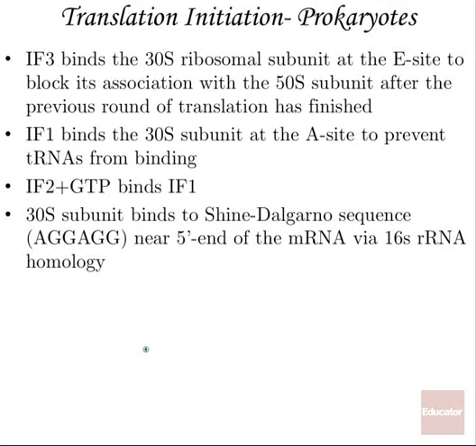So let's start with our prokaryotes, our bacterial and virus section. So let's look at it. First of all, we have initiation factor 3 binding the small subunit, the 30S, at the E site, the exit site. The whole reason that it does this is so that the 50S subunit cannot bind.